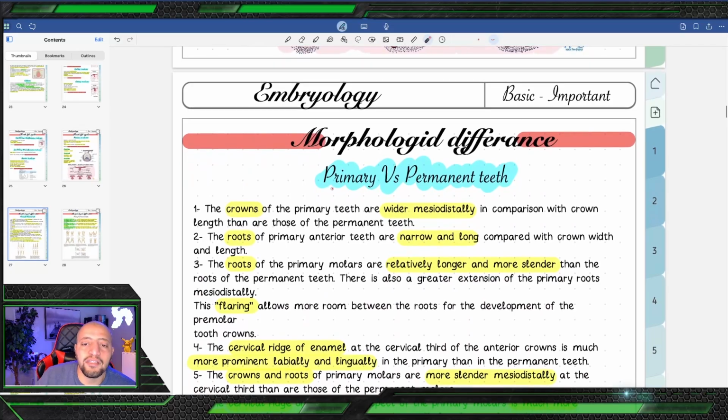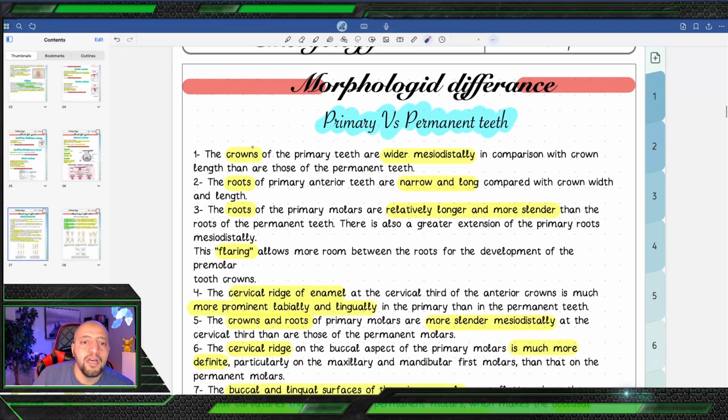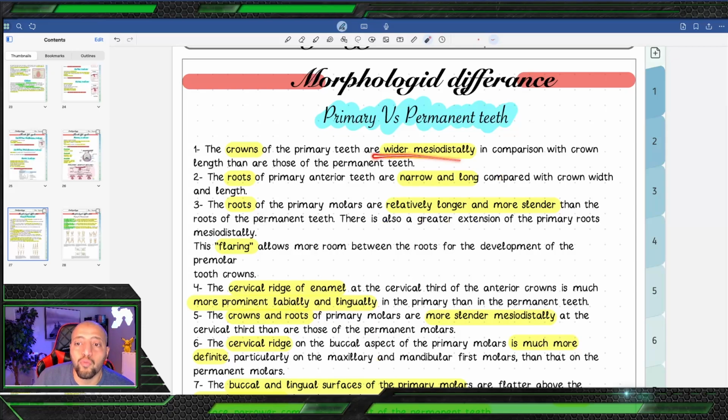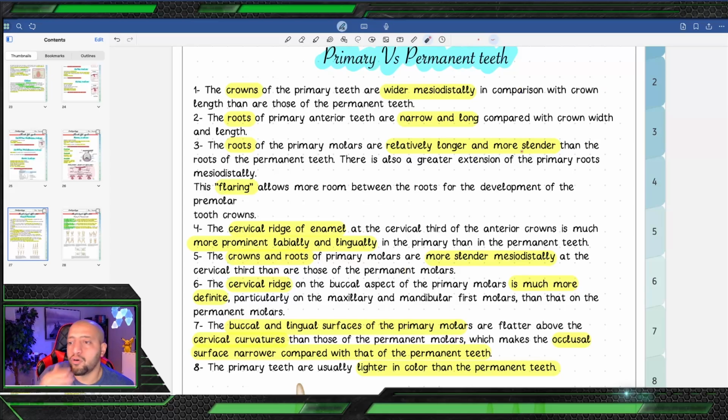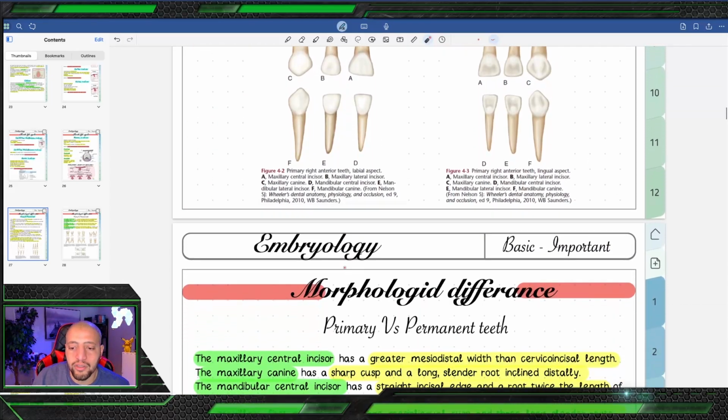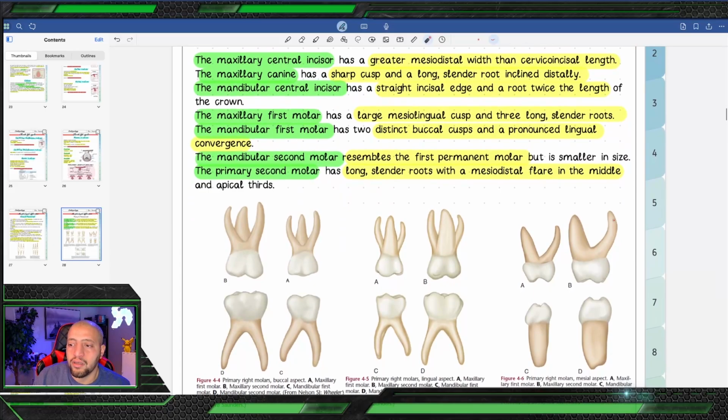Okay, so let's discuss now the difference between primary and permanent teeth. The crown of primary teeth looks wider mesiodistally. The roots are narrower and longer, relatively more slender than those of the permanent teeth, and they have this flaring. If you extract any primary tooth, you will see the flaring. Let me give you a picture. This flaring here is really important.